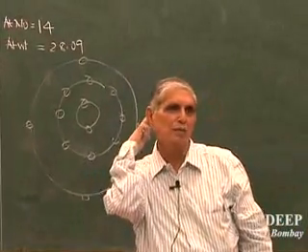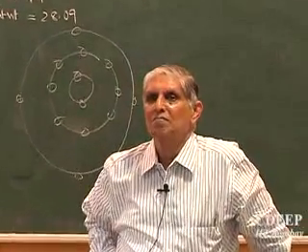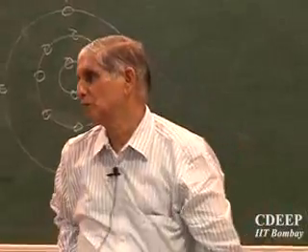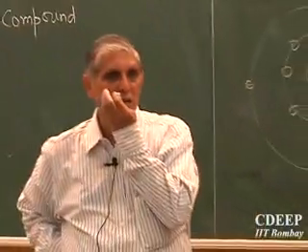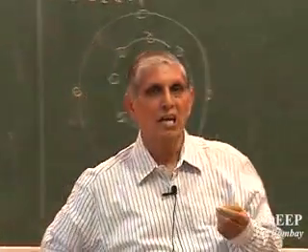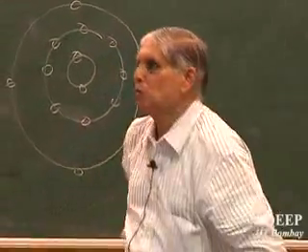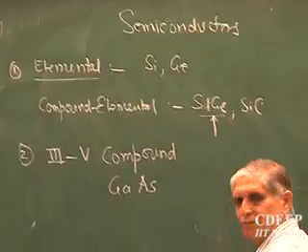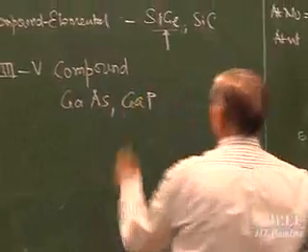What are the elements of the third group which we use? Gallium, indium, aluminium. Arsenic is fifth group. Aluminium, gallium, indium are generally from the third group. And what are the fifth group elements? Phosphorus, arsenic, antimony. They are generally used from the fifth group. So possible materials are gallium arsenide, which is the most popular among the 3-5 materials, and gallium phosphide.